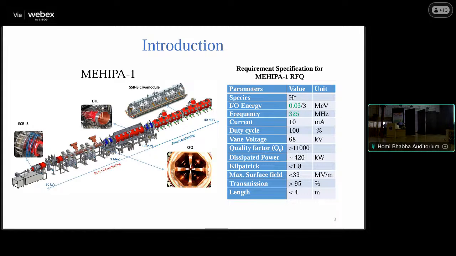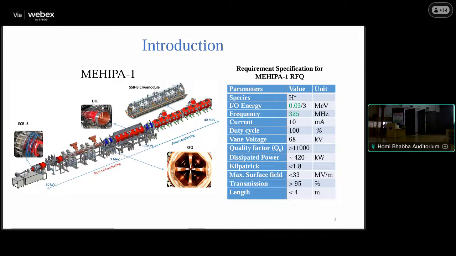But the requirement is that we have to keep the length of the RFQ within 4 meters, and we cannot increase the modulation to a very high value because that may lead to the surface electric field going beyond the Kilpatrick limit. Similarly, we cannot vary the synchronous phase abruptly because that would lead to longitudinal emittance blowing up.